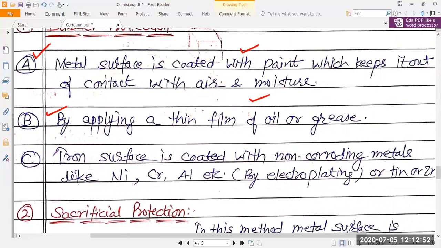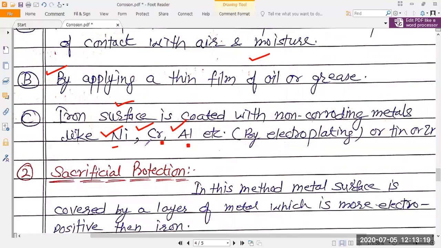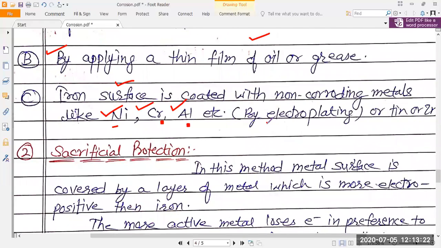At point C, the iron surface is coated with non-corroding materials. Non-corroding materials means nickel, chromium, aluminum, zinc, or tin. These are the materials which do not corrode. When we apply a thin layer of these metals, nickel, chromium, aluminum, or zinc and tin, then the iron articles can be prevented from corrosion.